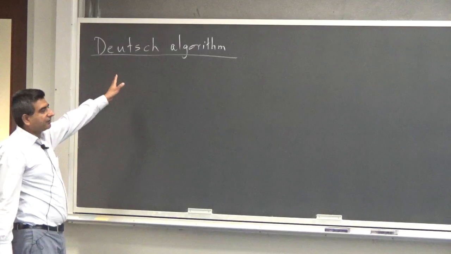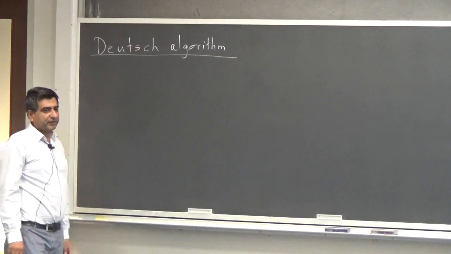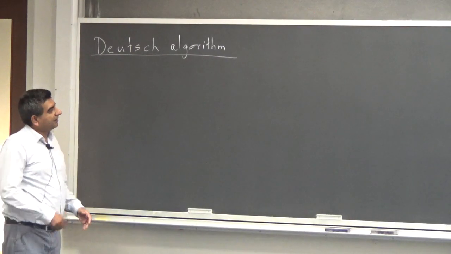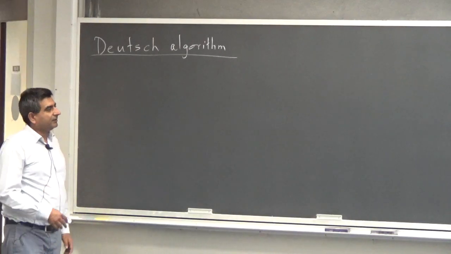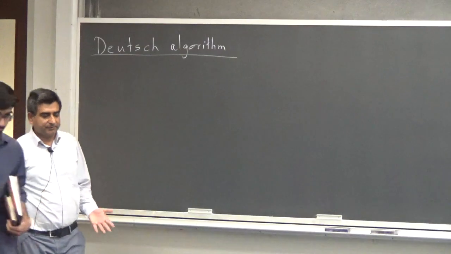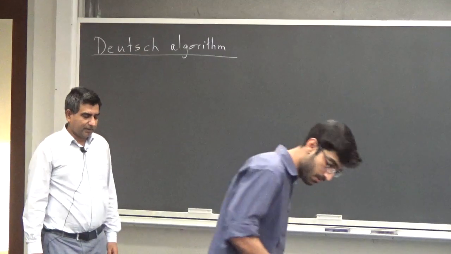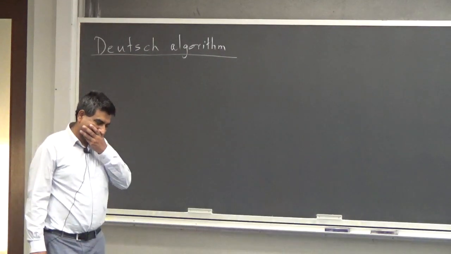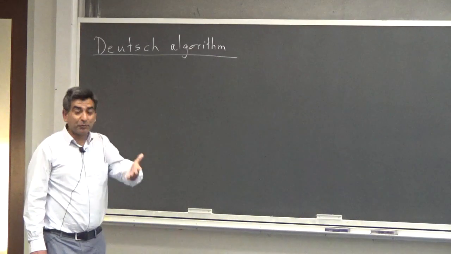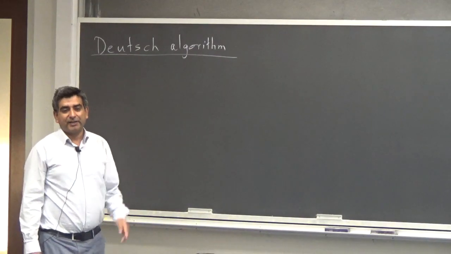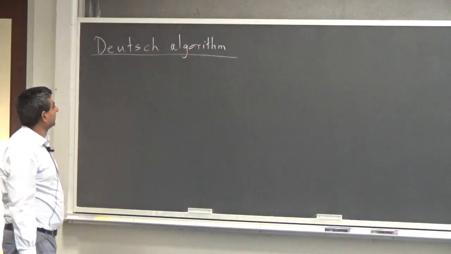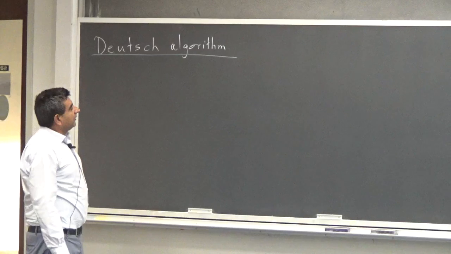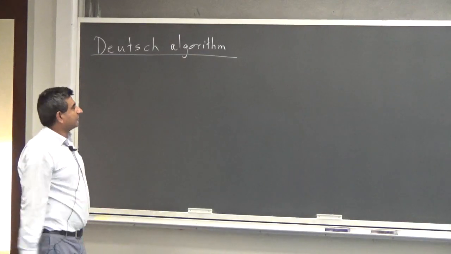David Deutsch, as you might know, is one of the famous Oxford guys who invented this algorithm, and he came up with the idea of what is called the many worlds interpretation. He was one of the strongest proponents of the many worlds interpretation of quantum mechanics. So the Deutsch algorithm goes as follows.